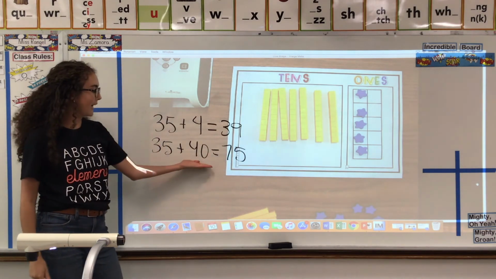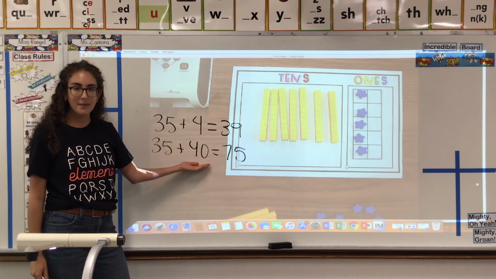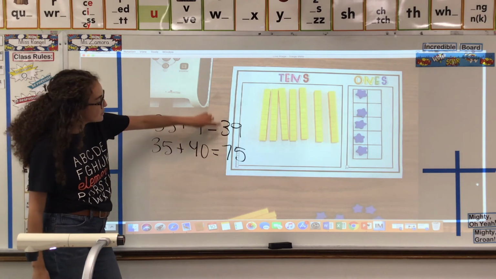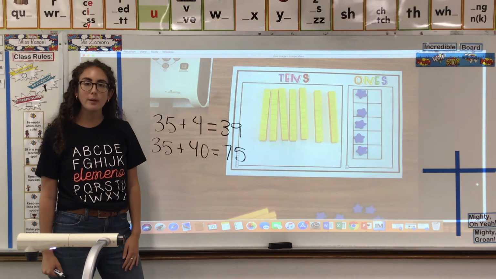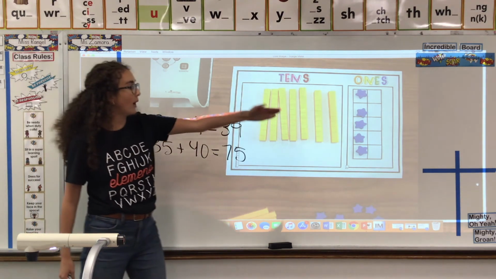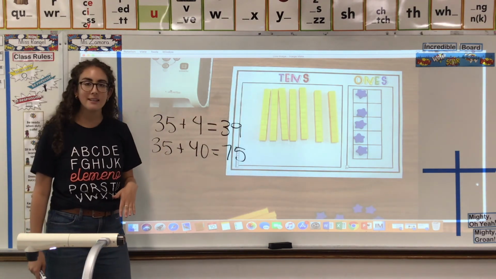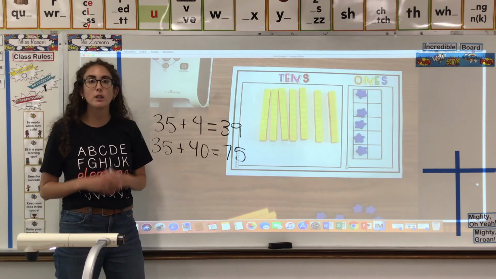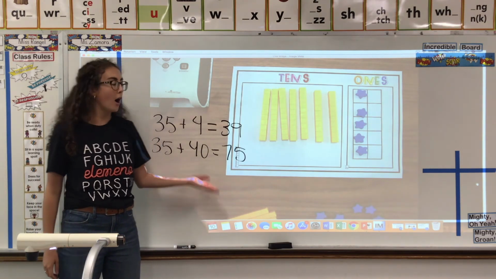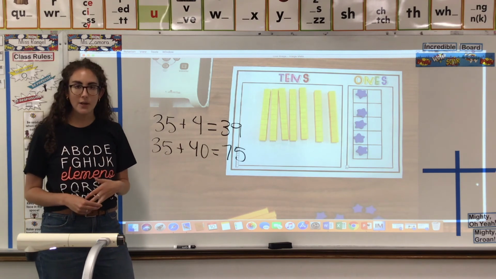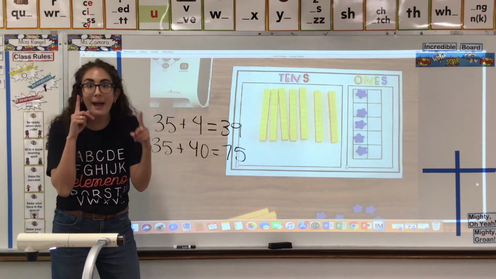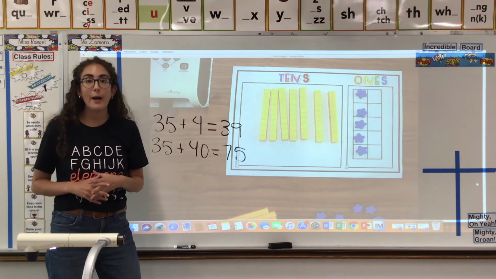This happened because we added to the tens. So you see this huge difference in our problem just by adding 4 ones or 4 tens? So it's so important to pay close attention to what our addition sentence is telling us to do. We're being math detectives this time to be able to tell the difference.